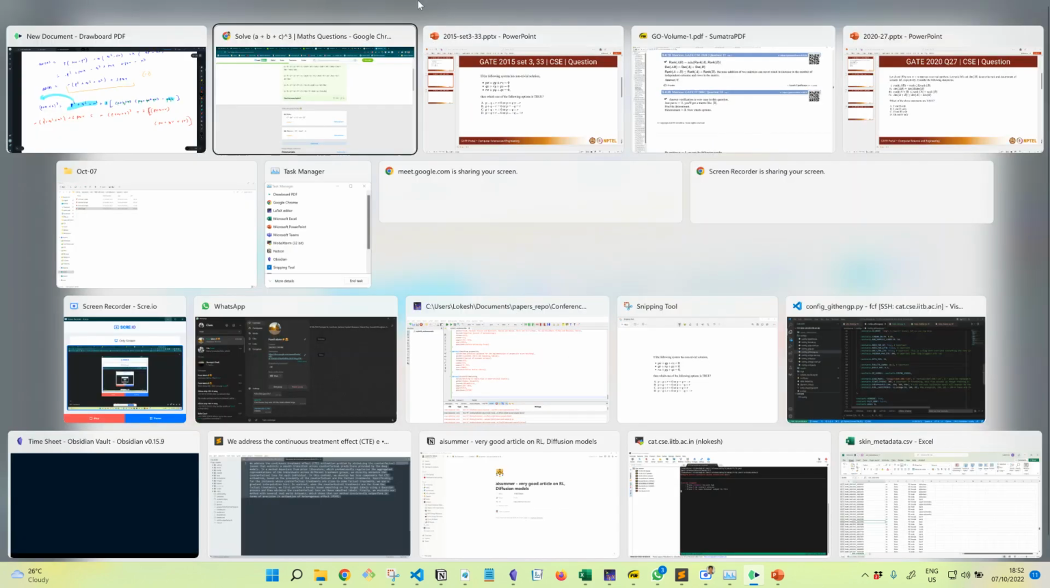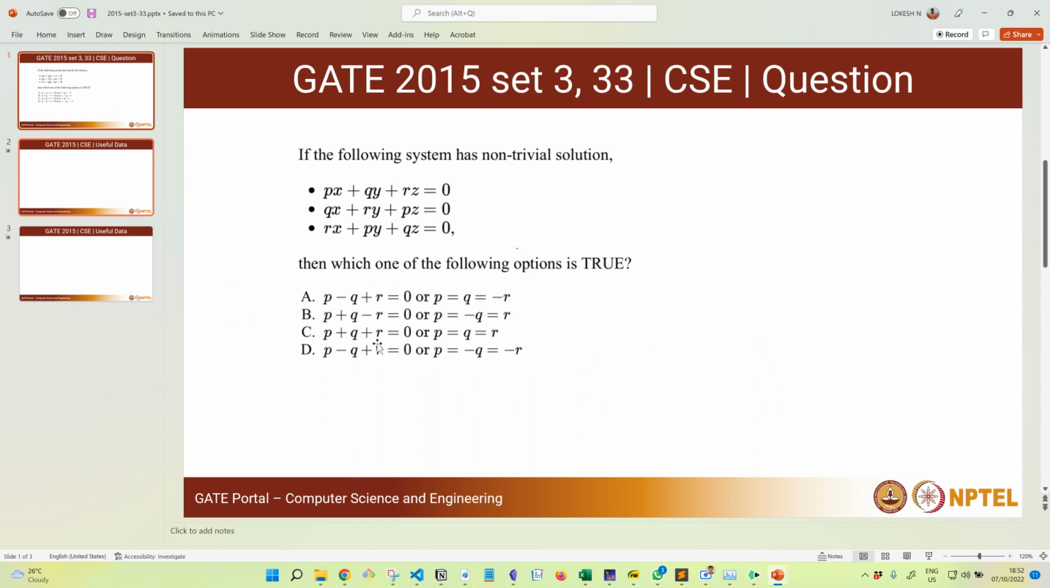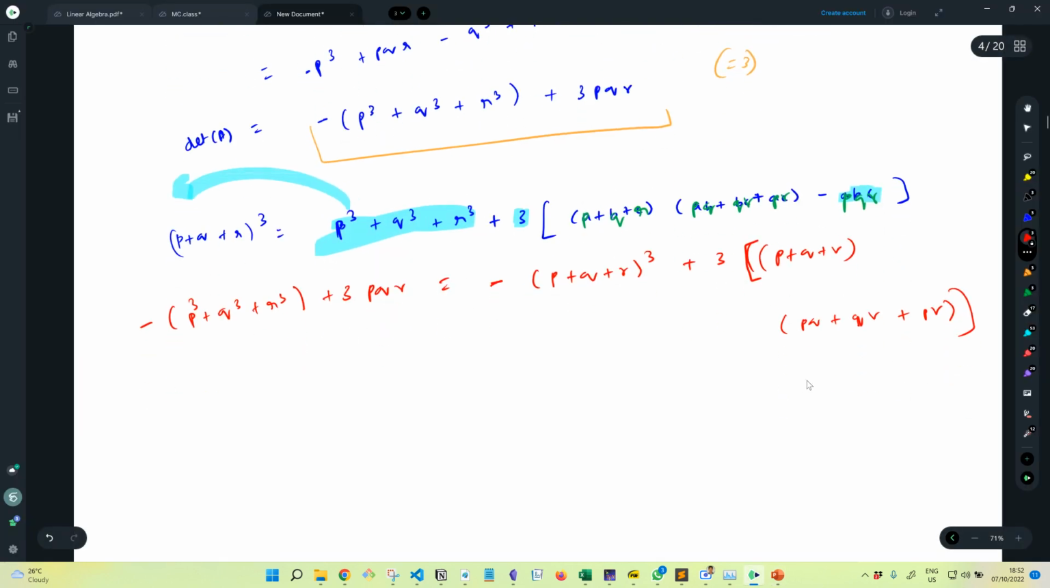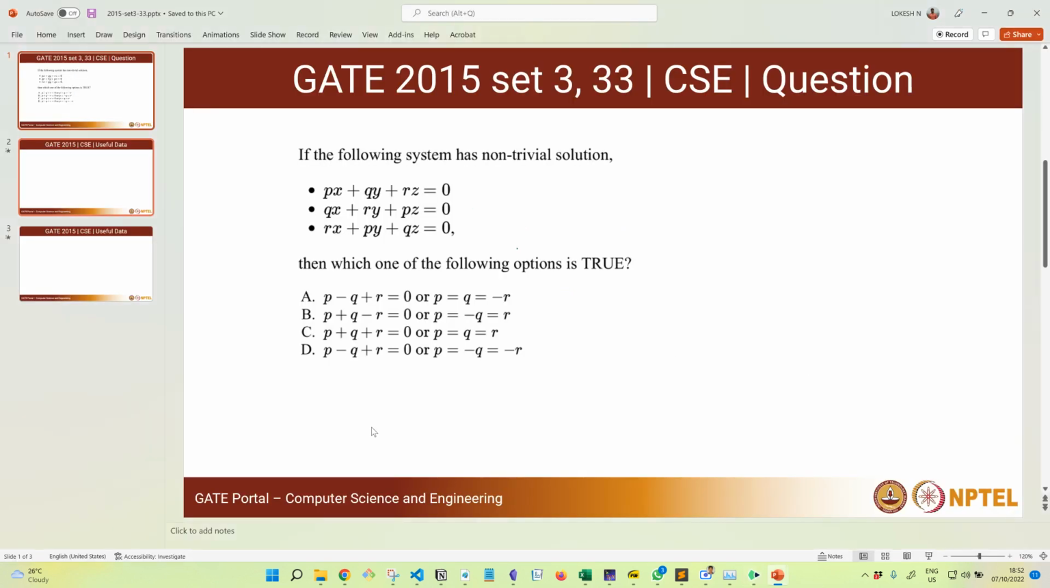Now let us look at the options. We need to find out which option gives us determinant of A equals 0. For me, the option that is catchy to my eye is option C, where they say P plus Q plus R equals 0. When P plus Q plus R equals 0, this term will be equal to 0, and in the other term, again this term is equal to 0, and the product of this term and this term will be equal to 0. That is why the determinant of A is equal to 0. The first part of option 3 is correct.